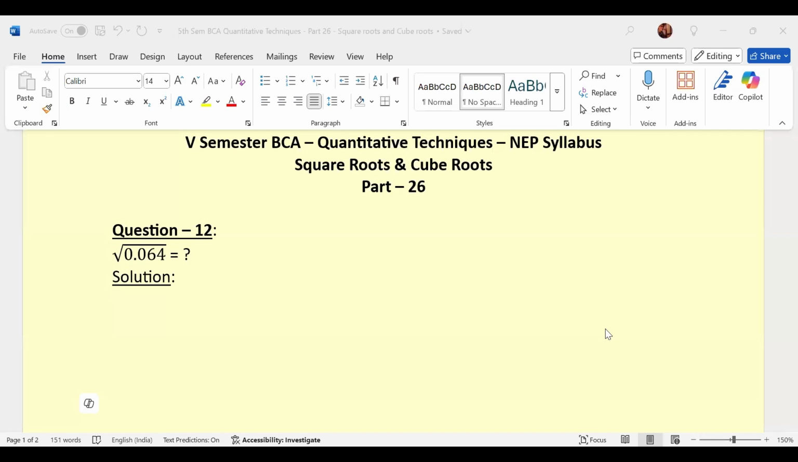Hello everyone. This is in continuation to the discussion on the subject quantitative techniques, which is under NEP syllabus meant for 5th semester BCA. We are discussing square roots and cube roots. The next question is question 12.